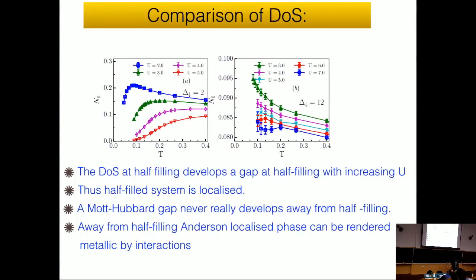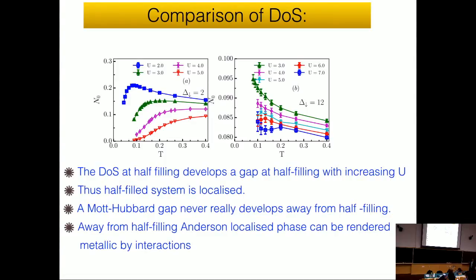Now, what might be happening? What we did is we looked at the density of states, and we compared the density of states at the filling fraction for a half-filled lattice versus a quarter-filled lattice. So here is the density of states at the Fermi level. What you see is that as you switch on an interaction in the half-filled lattice, effectively a Mott-Hubbard gap develops. Right? So there are no states over here that can effectively conduct.